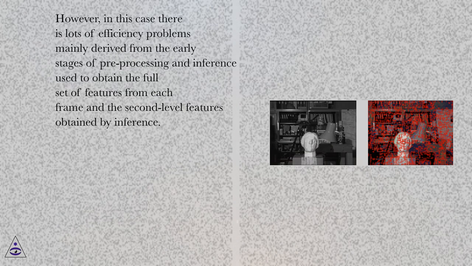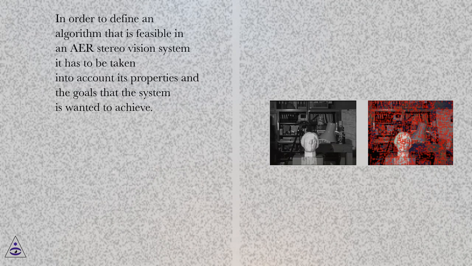However, in this case there are lots of efficiency problems mainly derived from the early stages of preprocessing and inference used to obtain the full set of features from each frame and the second level features obtained by inference. In order to define an algorithm that is feasible in an AER stereo vision system, its properties and the goals that the system is wanted to achieve have to be taken into account.